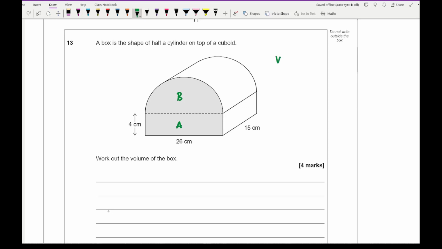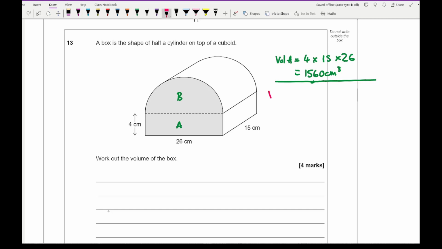So looking at the volume of A, which is just a cuboid, we just make sure that all the units are the same. So we're all looking at centimeters, which is great. We do 4 times 15 times 26, and that should give us an answer of 1560 centimeter cubed. The next thing we then need to do is to work out the volume of the half cylinder.